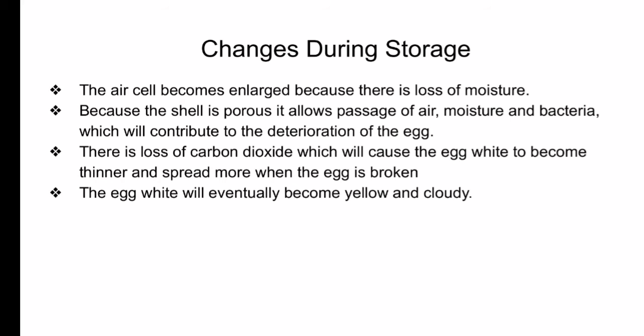And naturally, when you store food items, there are some changes that can occur the longer it is kept. In terms of eggs, the air cell becomes enlarged because there's a loss of moisture. Also, because the shell is porous, it allows the passage of air, moisture, and bacteria, which will contribute to the overall deterioration of the egg. There's also a loss of carbon dioxide, which will cause the egg white to become thinner and spread more when the egg is broken. And then finally, the egg white will eventually become yellow and cloudy.